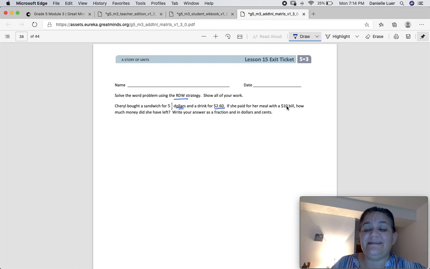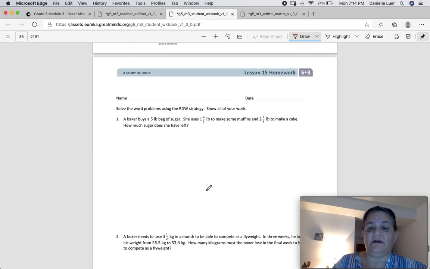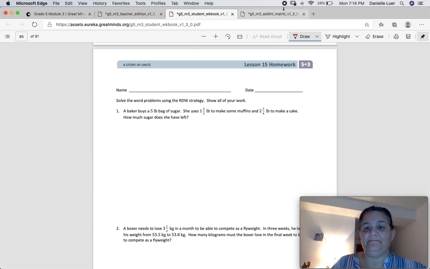She paid for her meal with a $10 bill. How much money did she have left? Write your answer as a fraction and in dollars and cents. So solve it as a fraction first and then convert it to dollars and cents and show me both answers. When you're done with your exit ticket, and this is multi-step, so you need to show all your work. I cannot emphasize this enough. Show all your work. When you're done with your exit ticket, you can go on to your lesson 15 homework. Thank you.